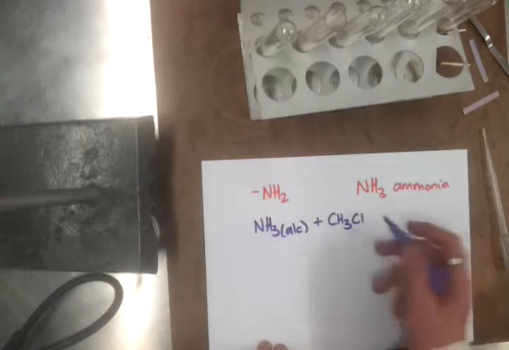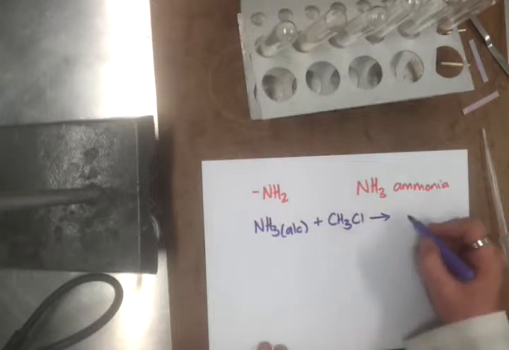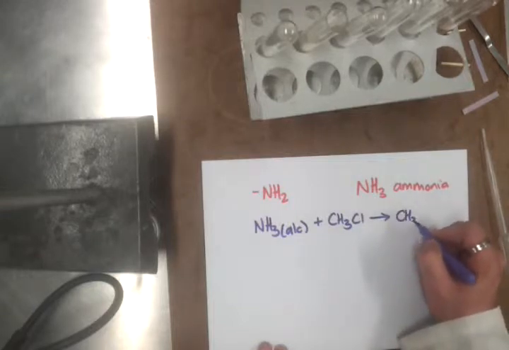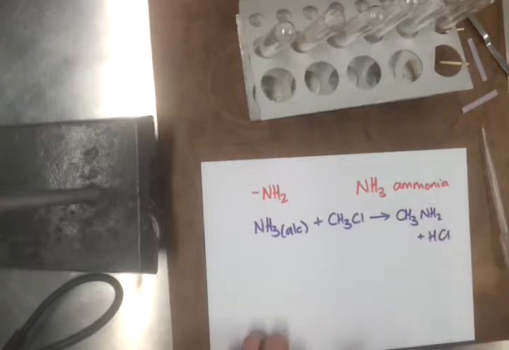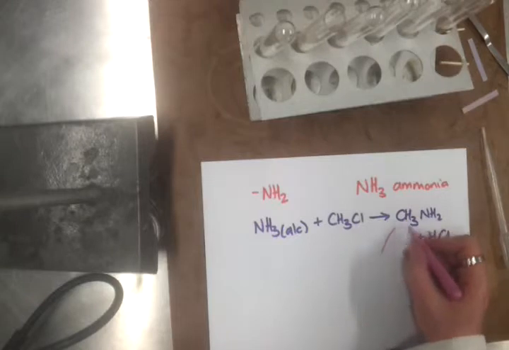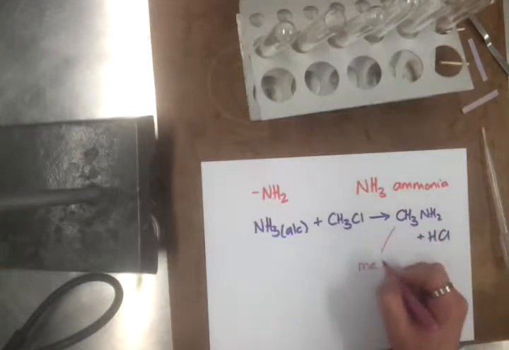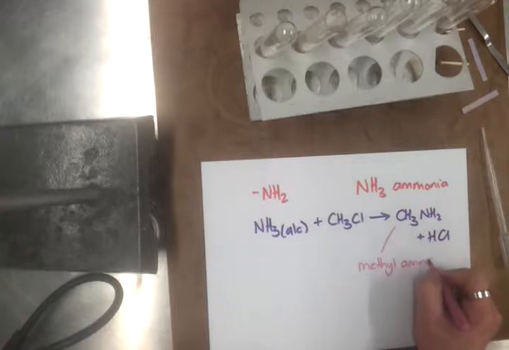So if I react those two together, the chlorine is substituted. So we end up getting CH3NH2 plus HCl gas being driven away. Actually, initially this will be dissolved in the alcohol. So the name of this one here is methylamine. So the name's quite easy.